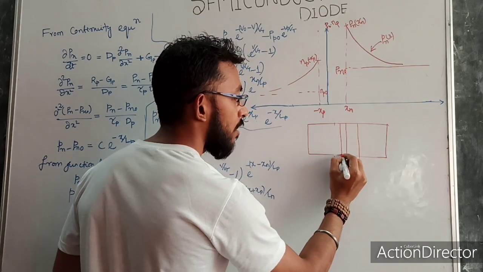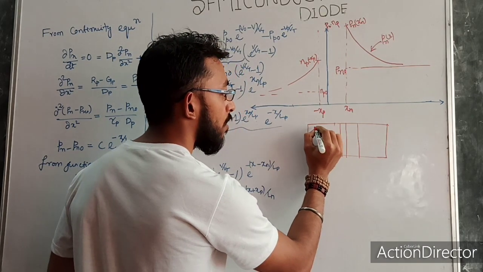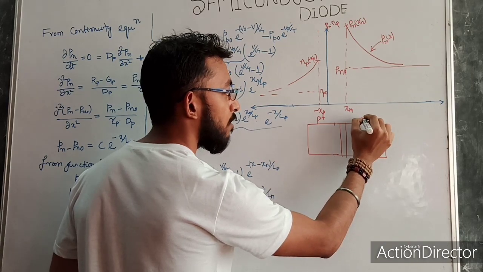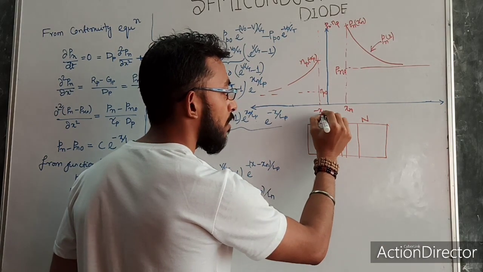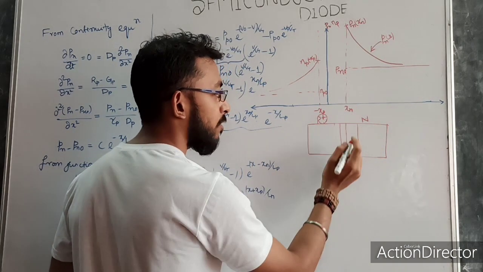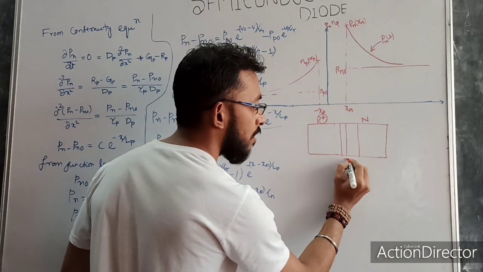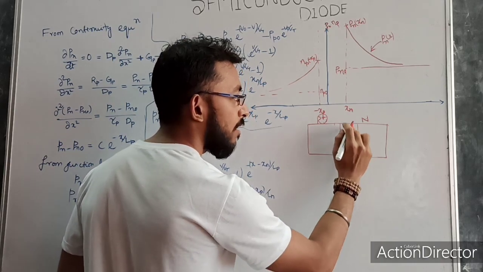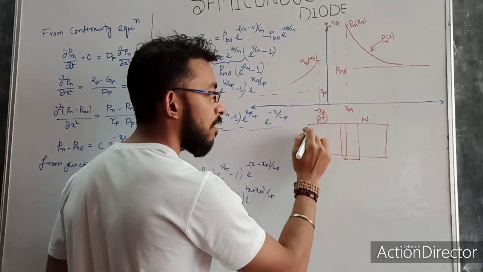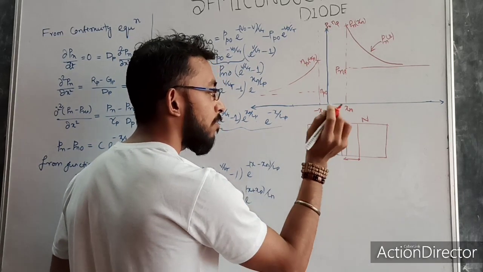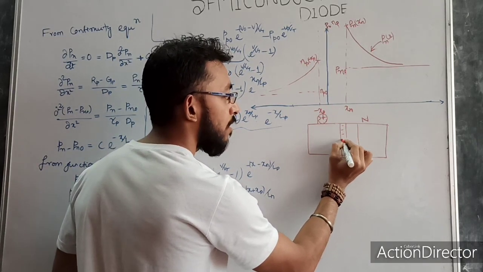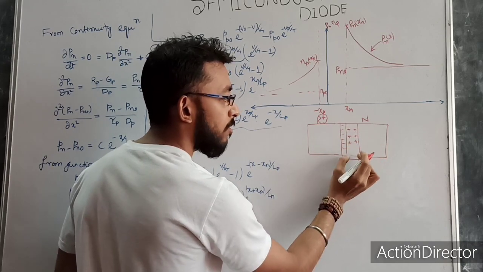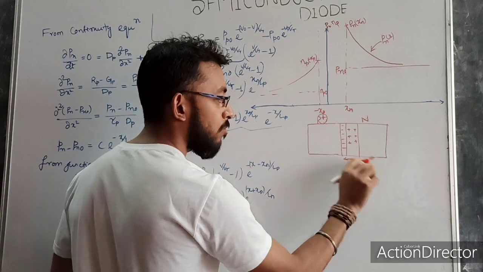We usually dope the P side a bit more than the N side. Remember, as I told earlier, we dope the P side more than the N side for practical purposes. That's why our depletion region extends more towards the N side, the less doped side. This region is less doped, and this region is more doped. More doped means more impurities added. So to maintain neutrality, our depletion width goes deeper on the N side.